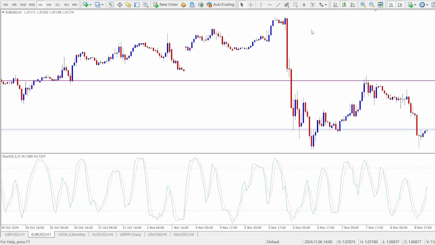So if we enter a sell, we can consider setting our stop loss above the swing high. Then the nearest support level can be our take profit, or we can wait for the stochastic to get into the oversold territory and start pointing upwards in order to exit our sell trade.